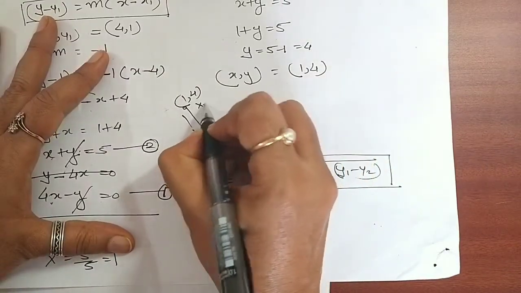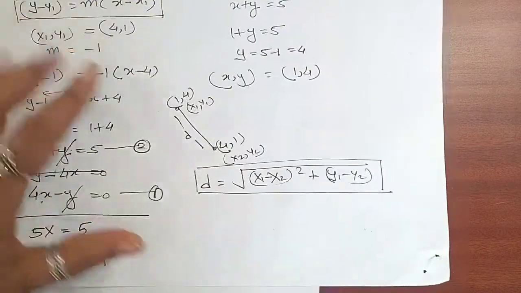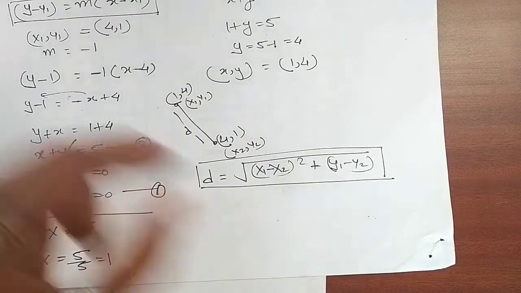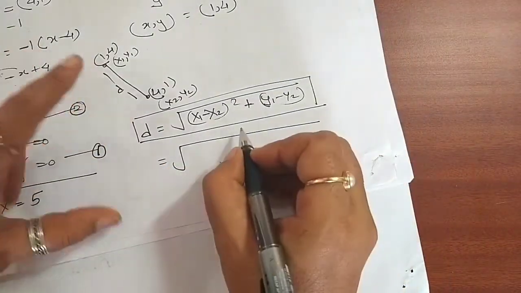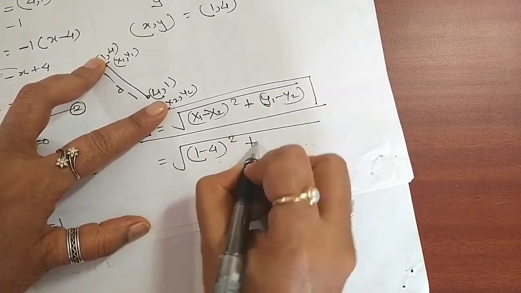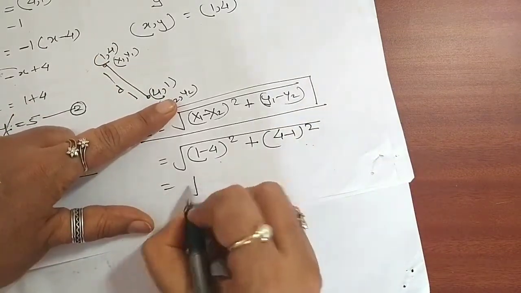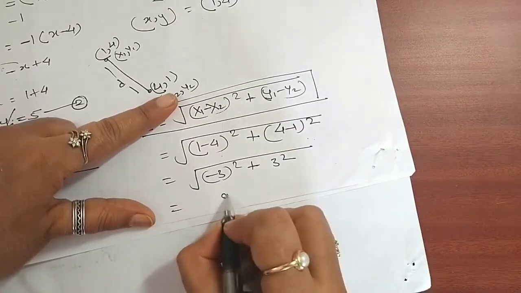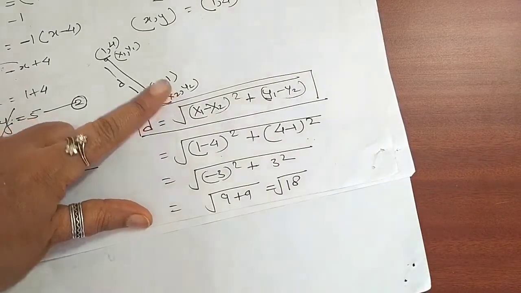So this I can take x1, y1 and this I can take x2, y2. It doesn't matter, you can take this x1, y1 and this x2, y2, you will still get the same answer. So let me calculate. Under root of (x1 minus x2) is (1 minus 4) square plus (y1 minus y2), (4 minus 1) square. So this is under root of (minus 3) square plus 3 square, which is 9 plus 9, under root, which is nothing but root 18.